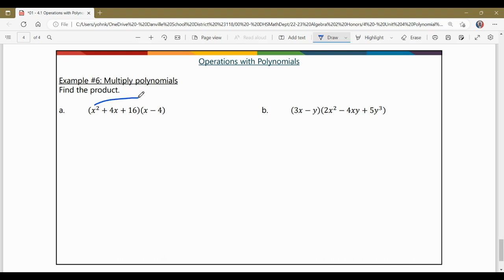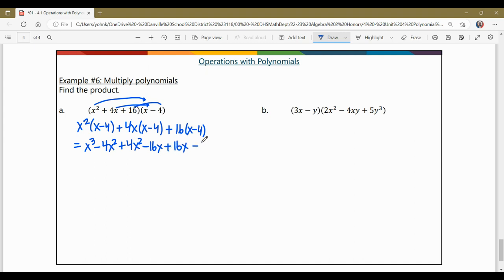First I'm going to distribute x squared. So I'm going to get x squared times x minus 4. Then I'm going to take the 4x and multiply: plus 4x times x minus 4. Then I'm going to take the 16 and multiply: plus 16 times x minus 4. And then we distribute again. So now we get x to the third minus 4x squared plus 4x squared minus 16x plus 16x minus 64.